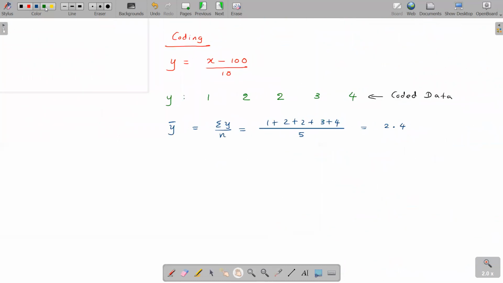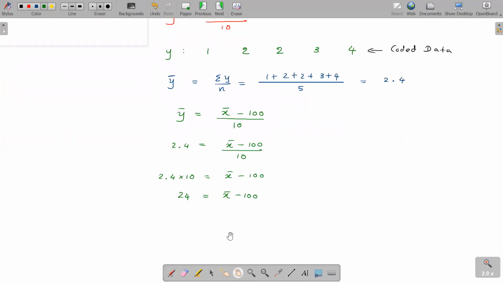So over here, what's happening is you need to use the equation y = (x - 100)/10, which means the coded equation is y bar = (x bar - 100)/10. Now guys, you can see the y bar answer we have over here is 2.4. So replace y bar with 2.4: 2.4 = (x bar - 100)/10. So 2.4 times 10 equals x bar minus 100. 2.4 times 10 is 24, so 24 = x bar - 100. So 100 plus 24 is 124. Does this correspond to our original x bar?